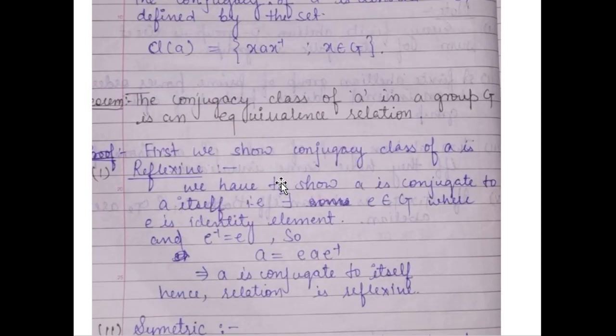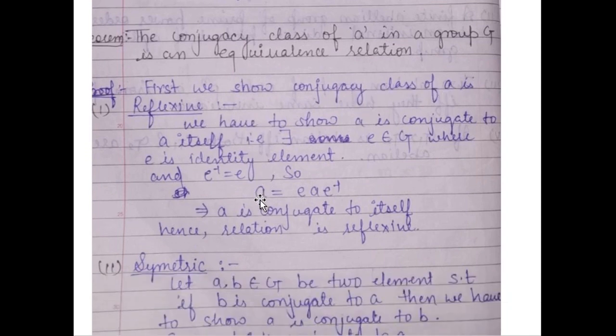Now first, the very important property of the conjugacy relation in a group G is that it is an equivalence relation. That is, we have to show the conjugacy relation in G is an equivalence relation. So for that we have to prove this relation is reflexive, symmetric and transitive. So first of all we are going to show that this conjugacy relation is reflexive. That is, we have to show that A is conjugate to A itself. So that is the reflexive law.